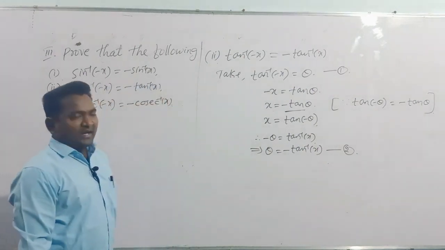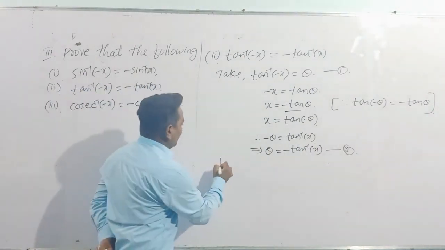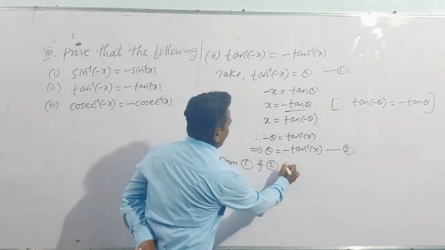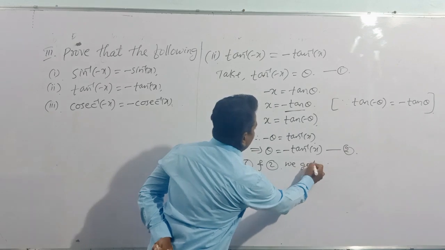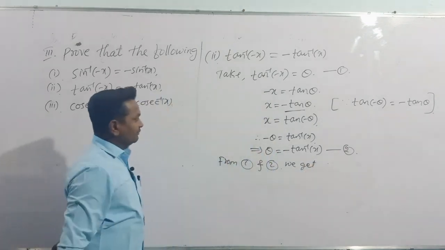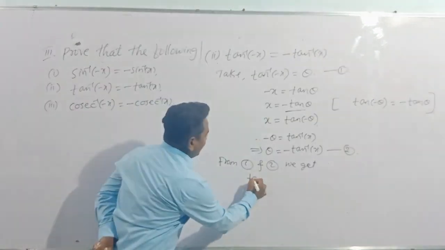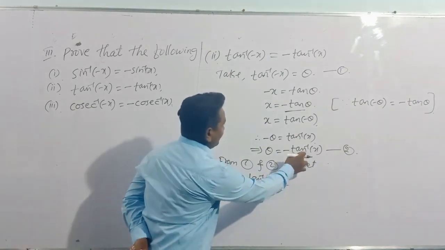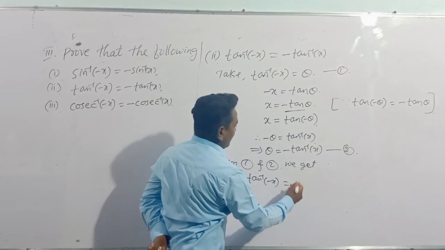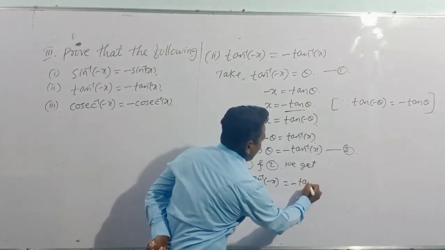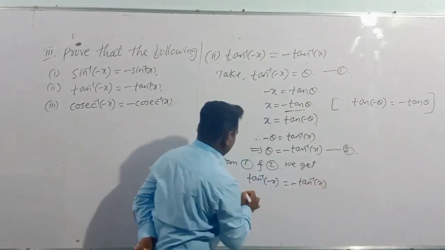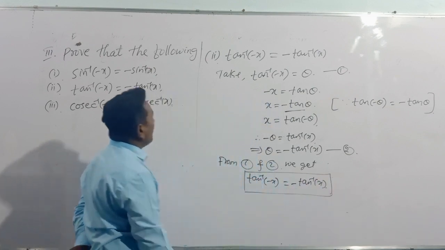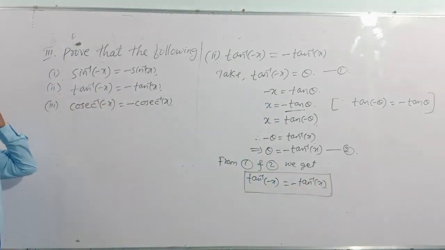Comparing equation number 1 and 2, from 1 and 2 we get tan inverse of minus x equals, the theta value is minus tan inverse x. Hence the proof of the second property.